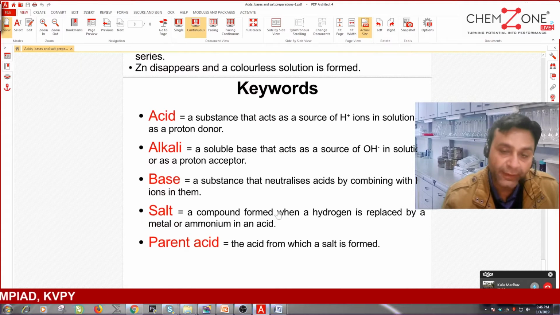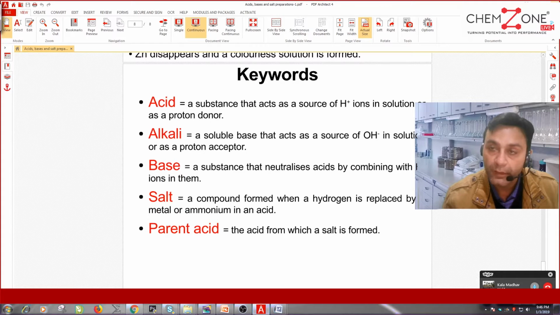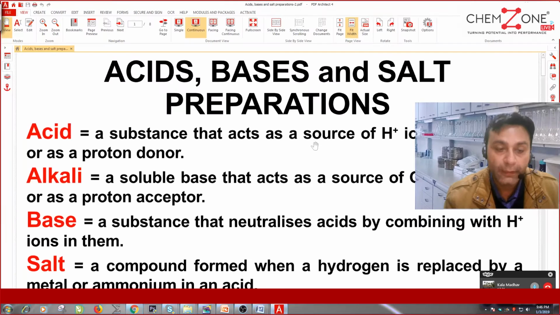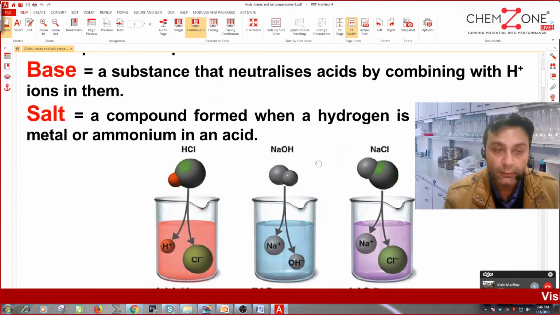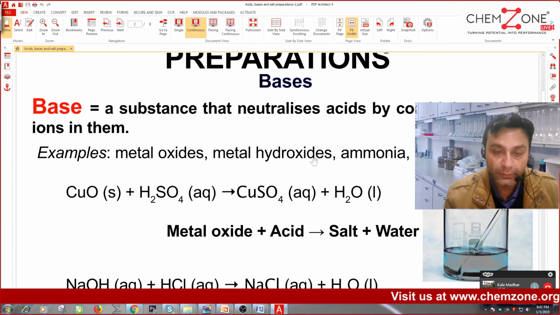What is acid, what is alkali, what is base, what is salt, right? I think it's a repeat of the same thing, right? They all have the same first slide.